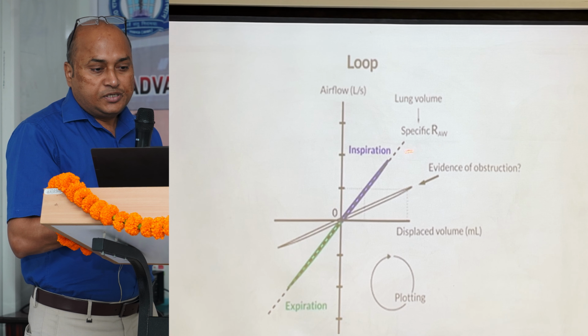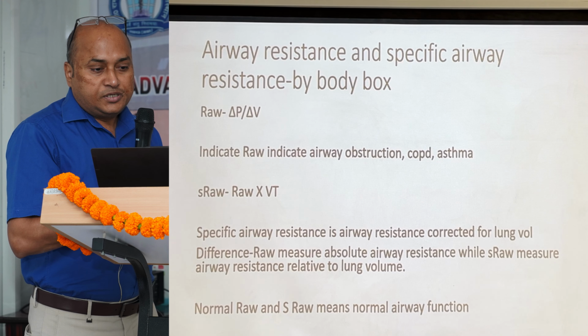This is the normal straight loop, and we see this second loop is more flat compared to the index loop. This loop goes in favor of obstruction. Sometimes when we see the tracing, a few loops come in this way, and a few loops come in this way. When we see one or two cases, we can differentiate what kind of disease the patient is having. After this loop tracing, we see the other parameter measured by the body box, which is airway resistance.